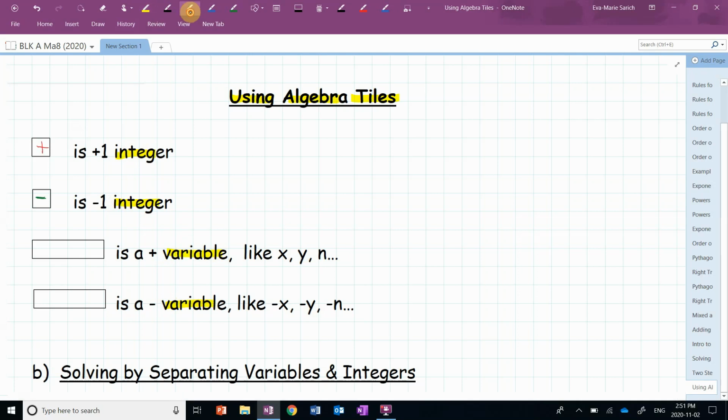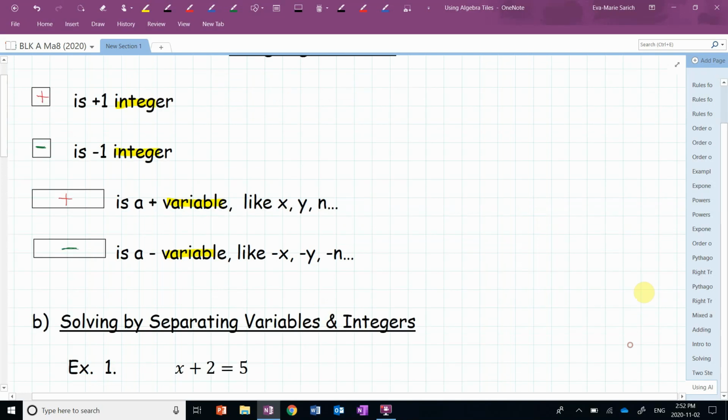Now, if again there is a plus symbol inside of it, or maybe a red color, it would represent a positive variable, so that would be like an X or a Y or an N, any variable. If we had a negative or a green colored bar, it might represent a negative variable like -X or -Y or -N. So we're going to use these shapes and these signs in there to represent our integers and our variables while we're using algebra tiles to solve equations. Now, you don't have to be using colors, just plus and negative symbols inside of the shapes.